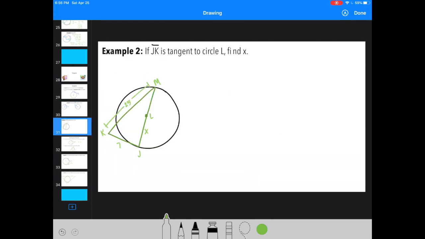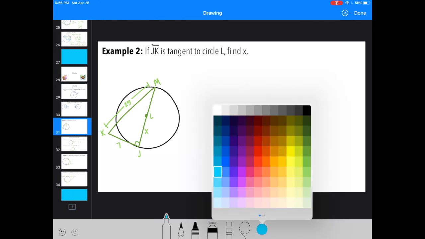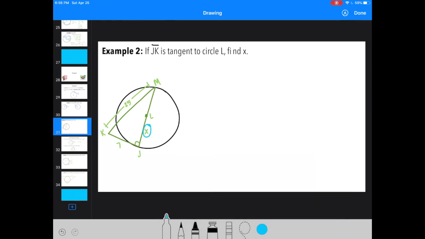Here, example 2. If JK is a tangent, find X. All right, X is going to be, let's change it up. Change a different color. X is right there. Okay, and one thing I do notice is X is a radius. Therefore, it will be congruent to this other segment, LM. So LM and LJ are going to be congruent because they're both radii. Okay. All right, how do I solve for X?